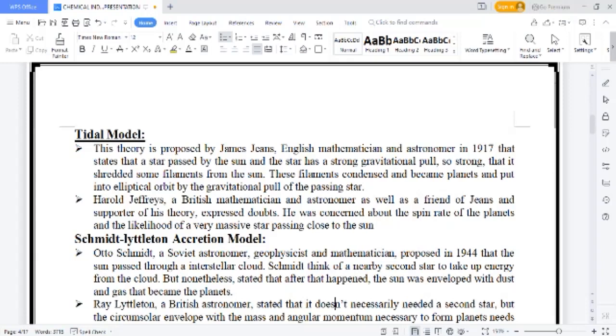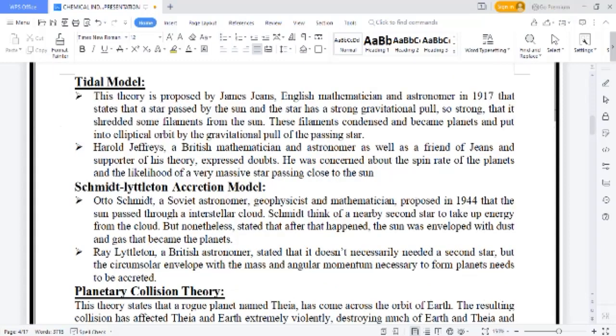Harold Jeffreys, a British mathematician and astronomer, as well as a friend of Jeans and supporter of this theory, expressed doubts in this theory. He was concerned about the spin rate of the planets and the likelihood of a very massive star passing close to the sun. The fourth theory is Schmidt-Lyttleton accretion model.